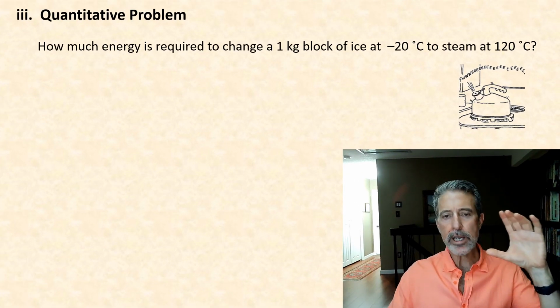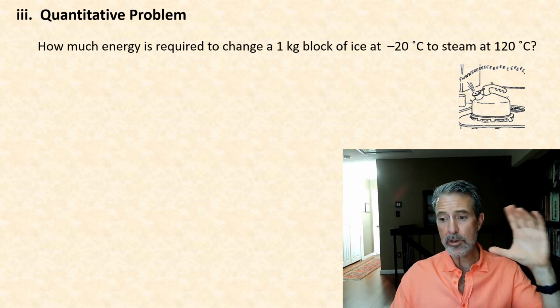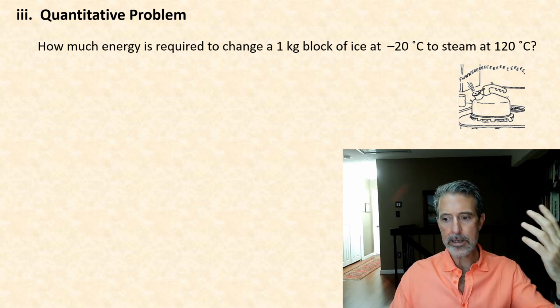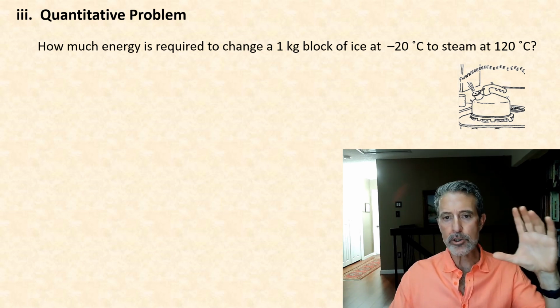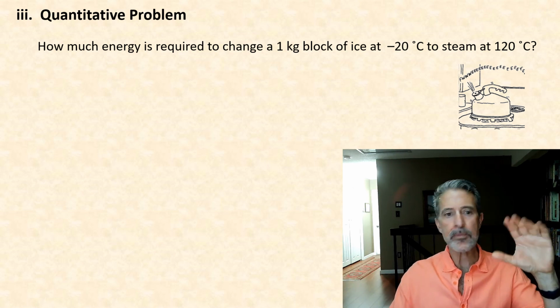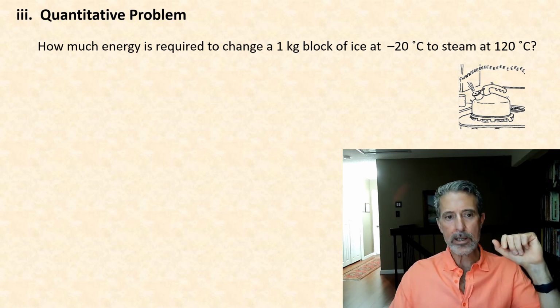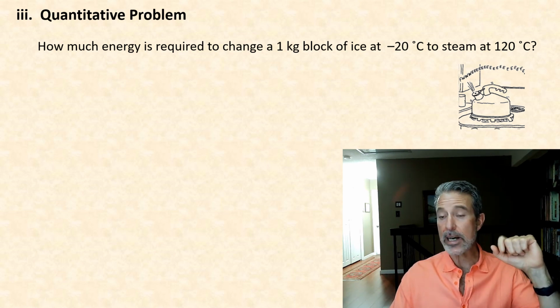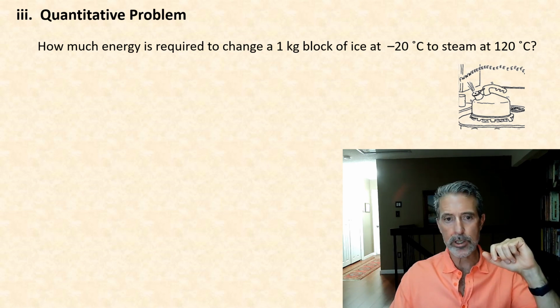So let's now take a look at what we've been talking about in the previous slides involving heating curves and latent heats of fusion and latent heats of vaporization. Let's apply this to a quantitative problem. In this problem, we're asked how much energy is required to change a 1 kilogram block of ice at negative 20 degrees Celsius to steam at 120 degrees Celsius.